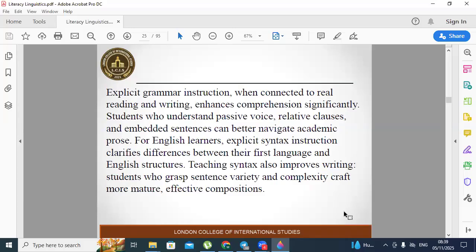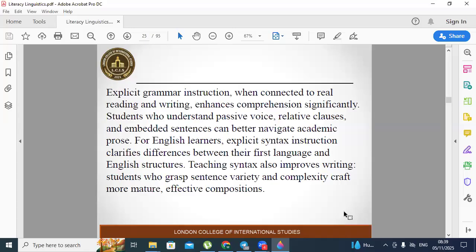This is an important point because grammar instruction has been controversial in education. Traditional grammar instruction, having students parse sentences and memorize rules out of context, has been shown to be ineffective. Diagramming sentences doesn't improve writing.